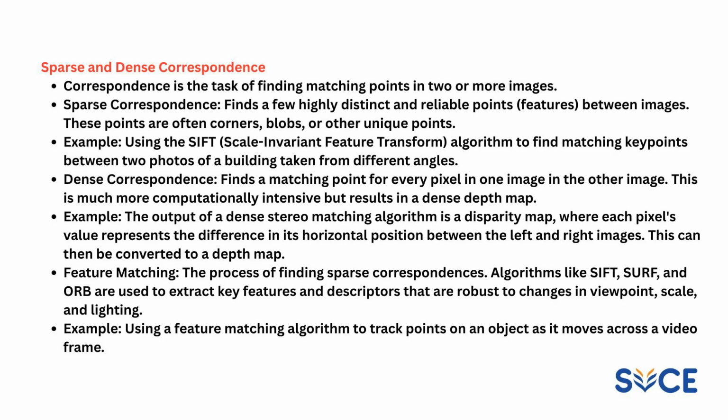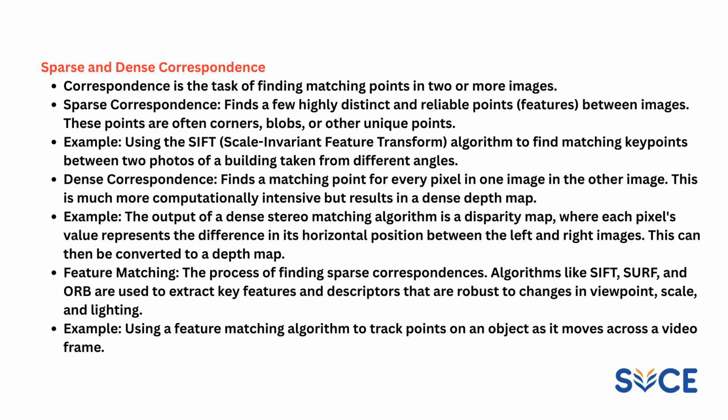So think of it like this: for every pixel in the left camera, you find its partner pixel in the right camera. Then you measure the shift, or disparity. Put all those disparities together, and you get a detailed map of depth across the whole scene.